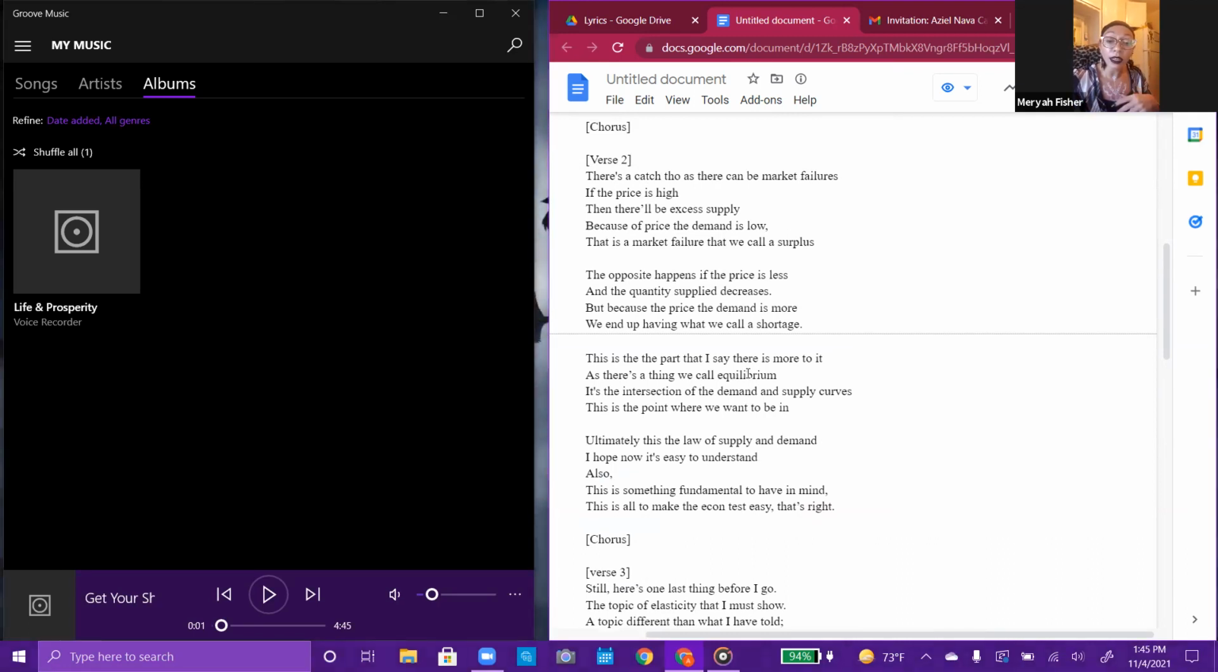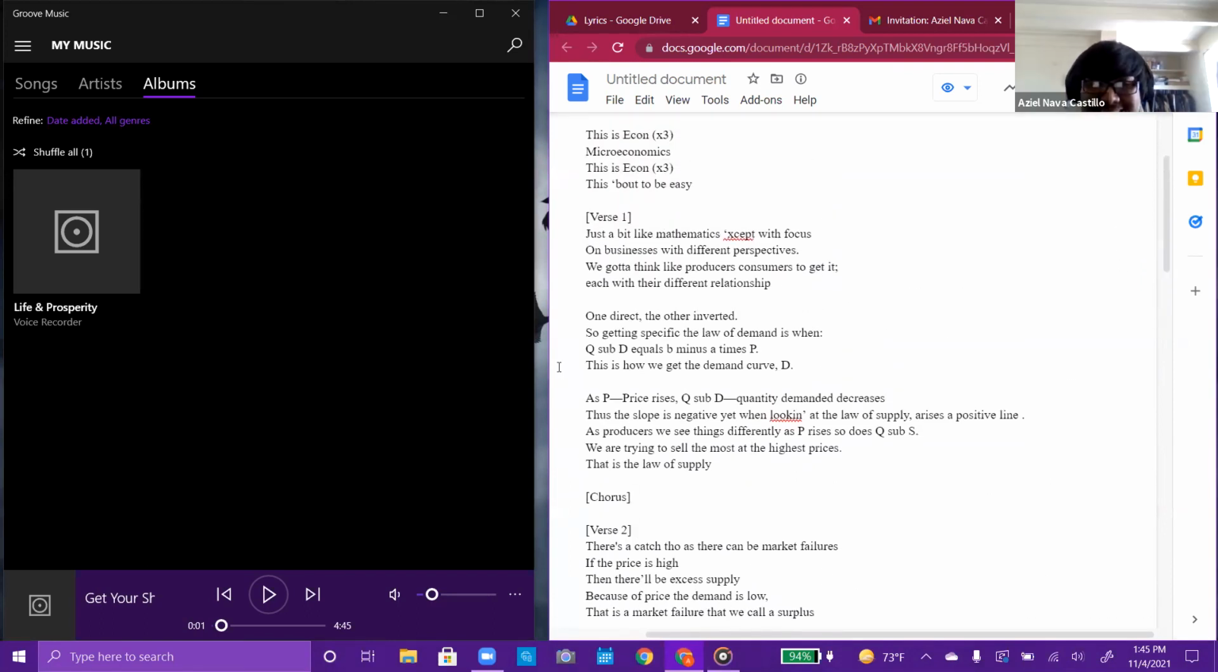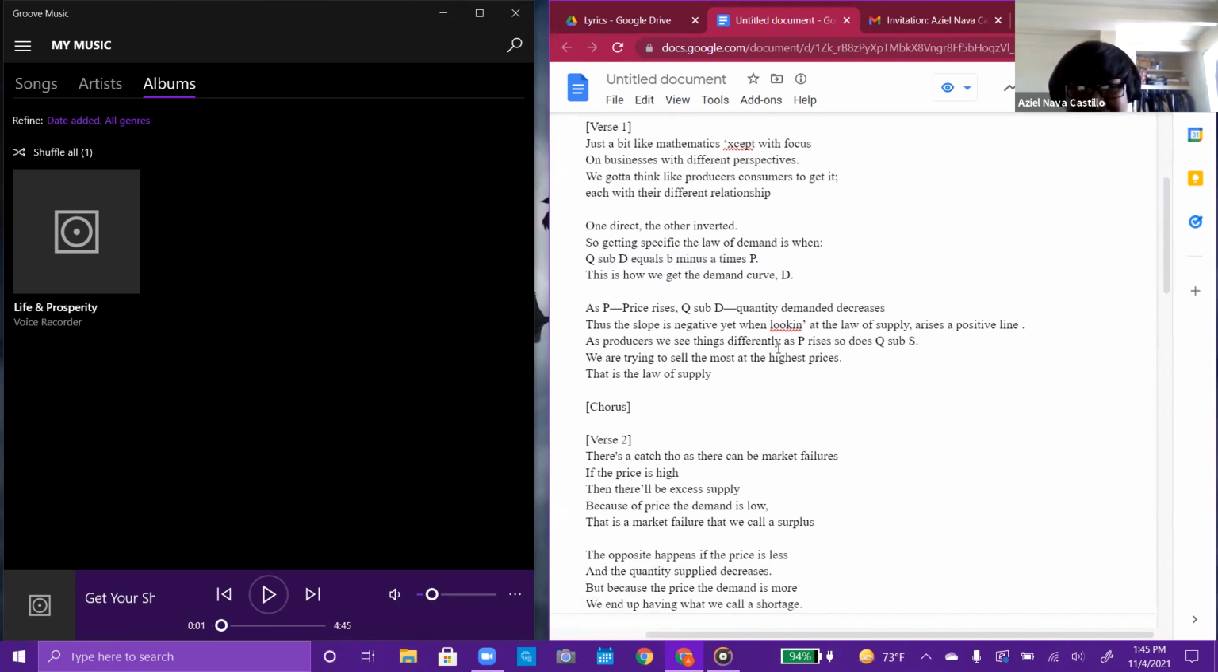Tell me a little bit more about this project's usefulness as a study tool for you. Oh yeah, so something I practiced when doing this is making sure I know how to write out the equations. I remember in a previous class in high school, one of the tasks was to write out how we write an equation, because we used Google Forms and there's no option to use equations. So these parts were like Q sub D equals B minus A times P. It was a pretty useful skill to learn to actually write out equations.